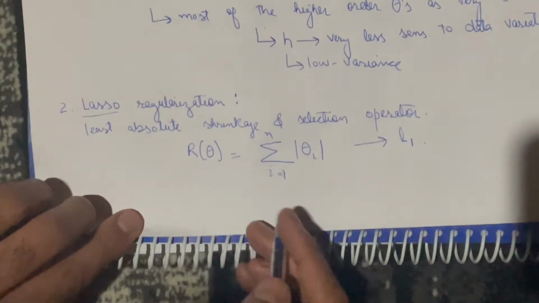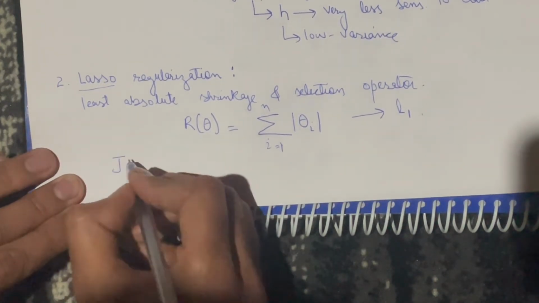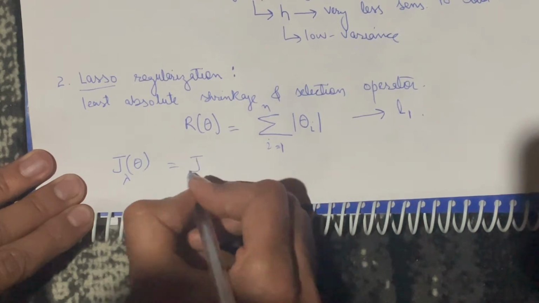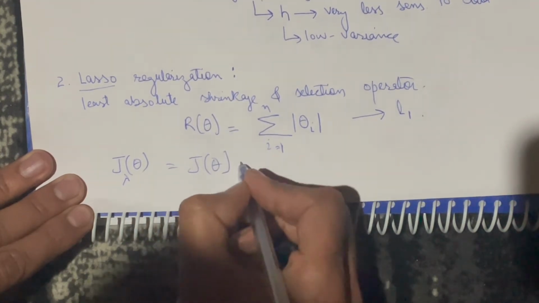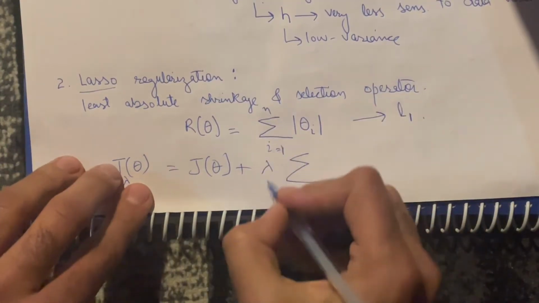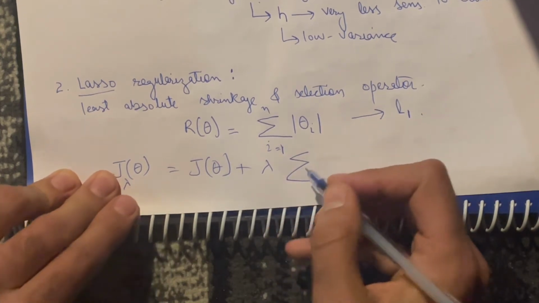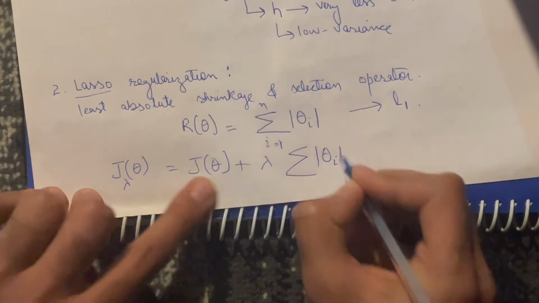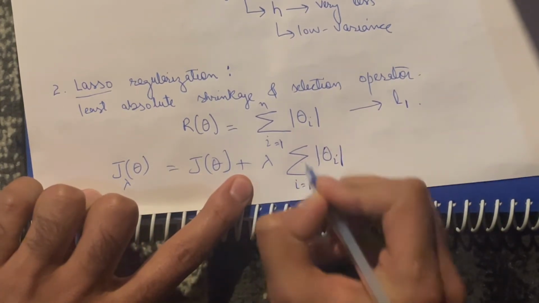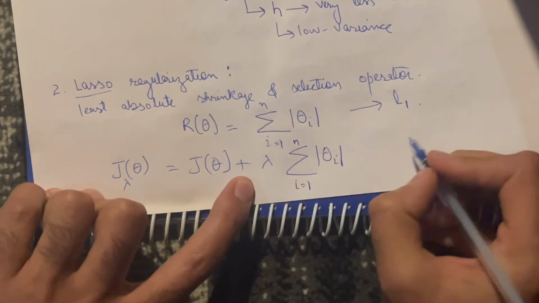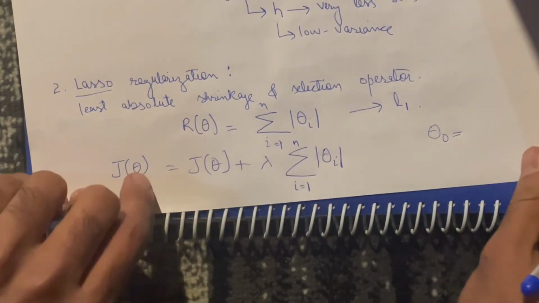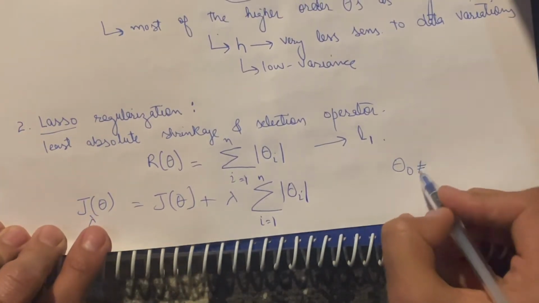Our new regularized cost will be J of theta plus lambda times summation of mod theta i, where i is running from 1 to n. But you have to keep in mind we are not regularizing theta 0. So this one you have to keep in mind.